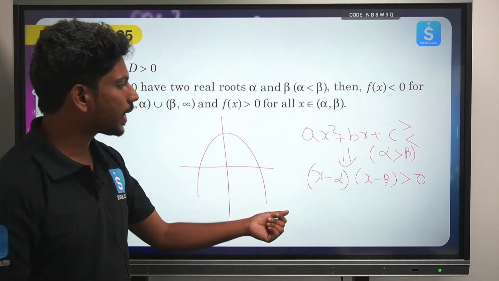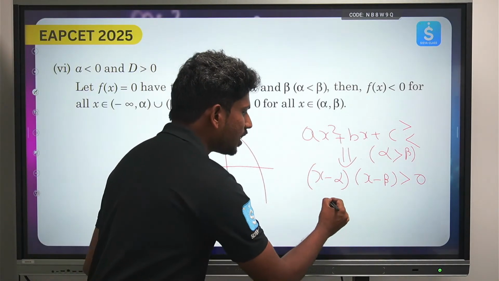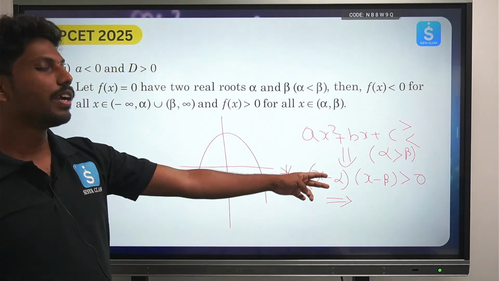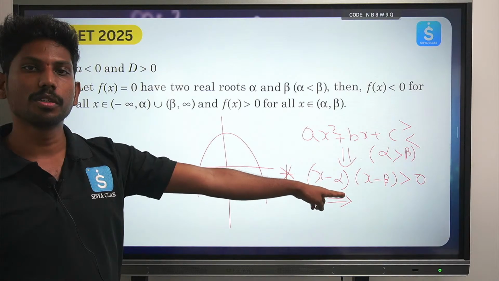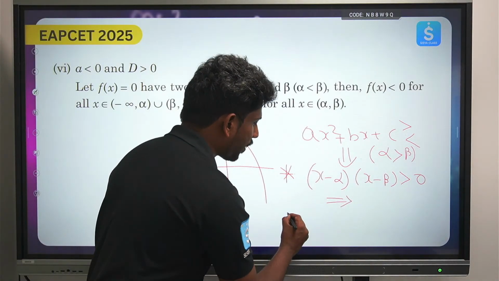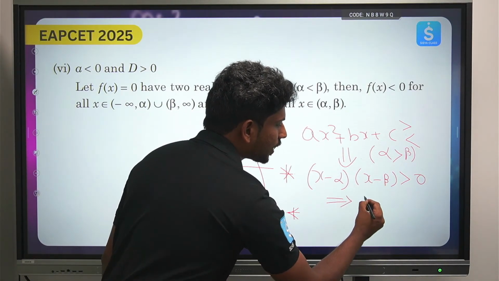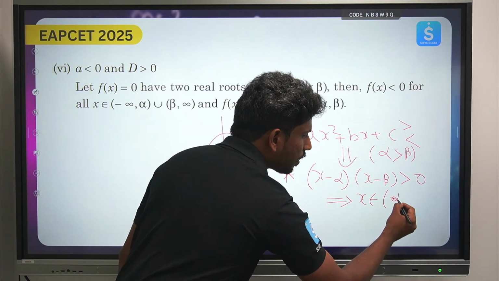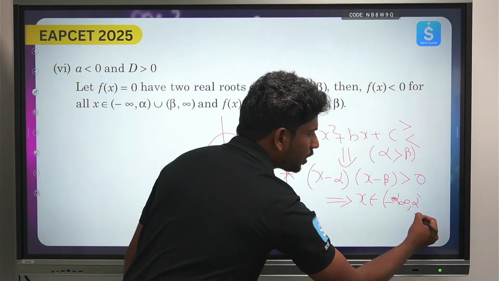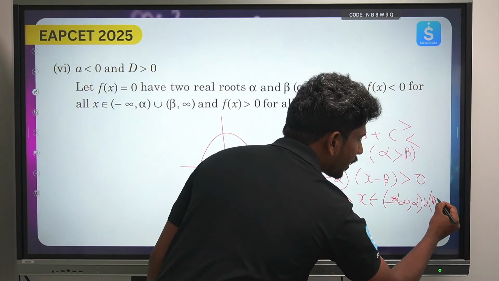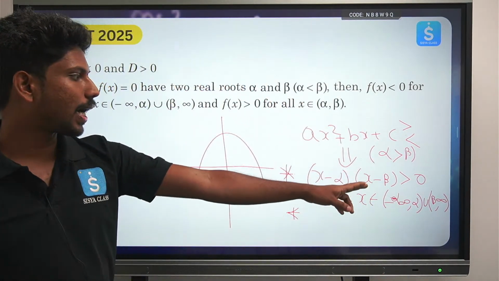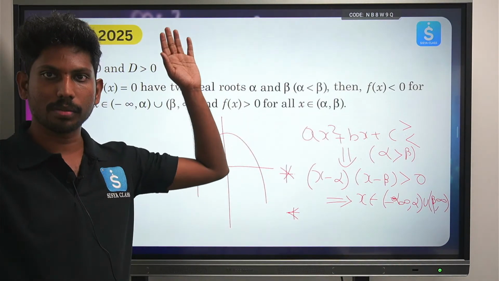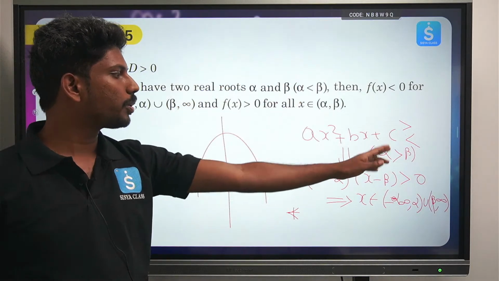Now what I am saying is, whenever I am having this sort of a sign convention, please note down this very carefully, highlight this. We will be rigorously and recurringly using this formula, right? This sort of a theme everywhere. So x minus alpha into x minus beta greater than 0, that means x belongs to minus infinity comma alpha union beta comma infinity, okay. Whenever there is a greater than symbol, the values go outside, minus infinity to alpha, beta to infinity, okay.